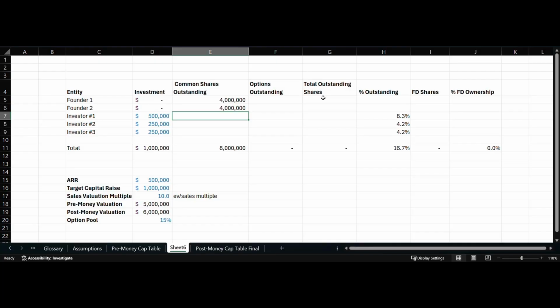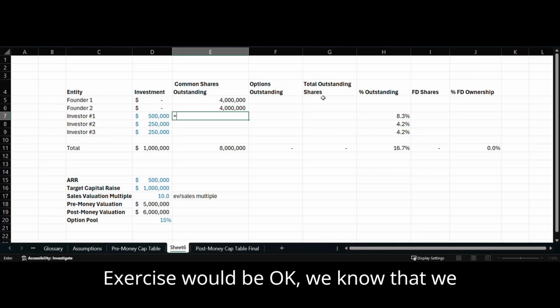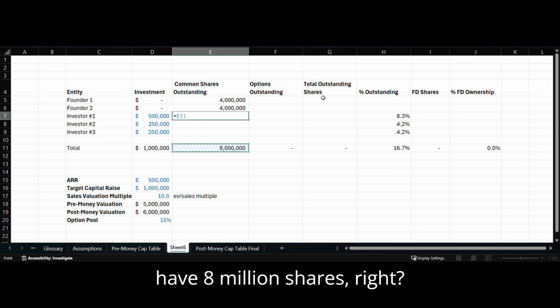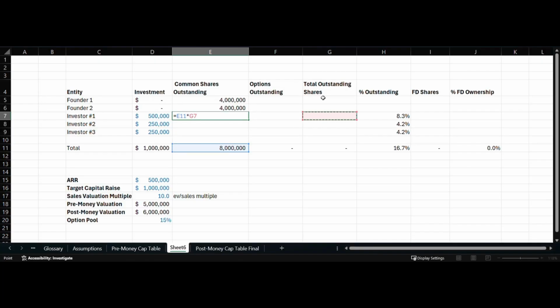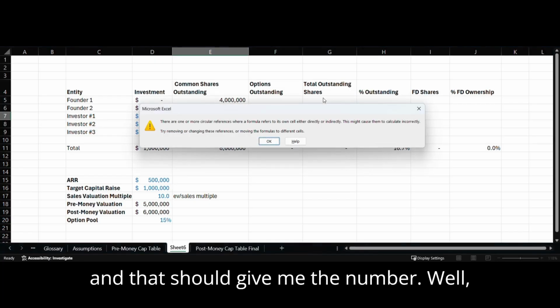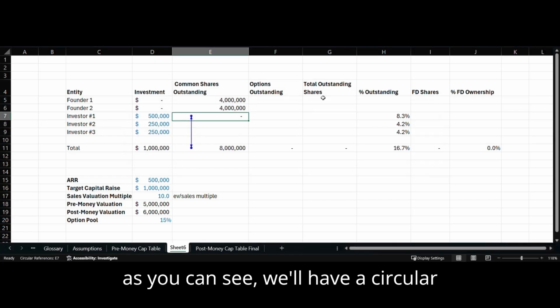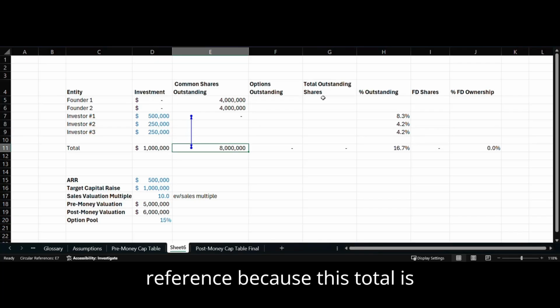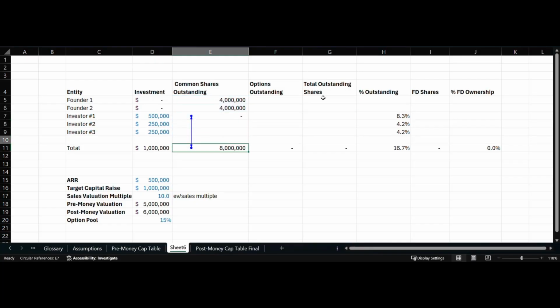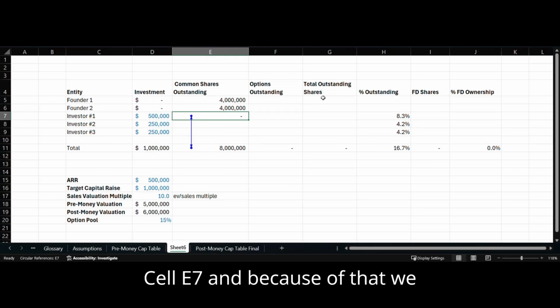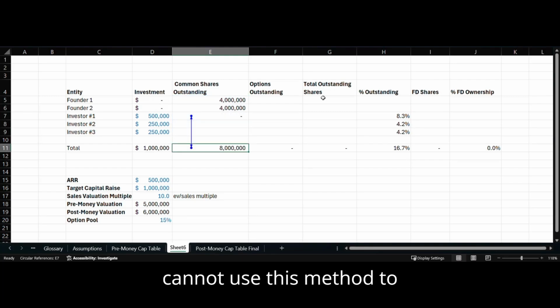So the simple exercise would be, okay, we know that we have 8 million shares, right? And we multiply it by this outstanding, and that should give me the number. Well, as you can see, we'll have a circular reference because this total is counting this cell E7. And because of that, we cannot use this method to create a cap table.